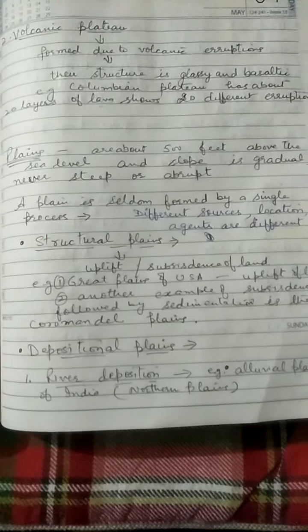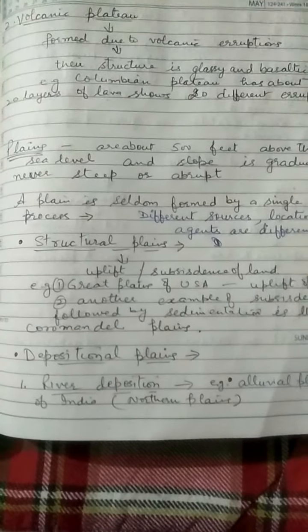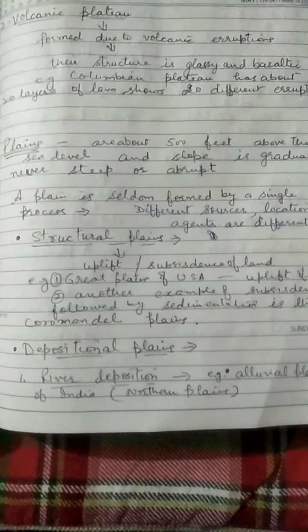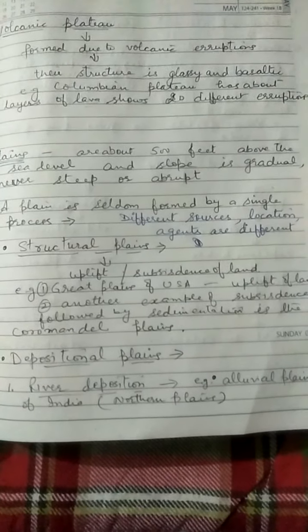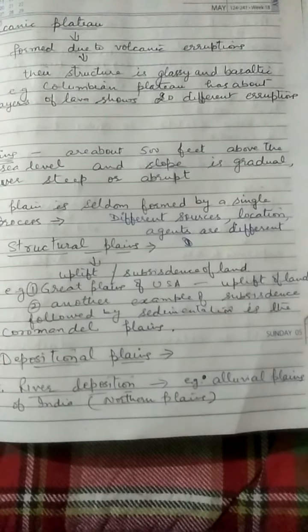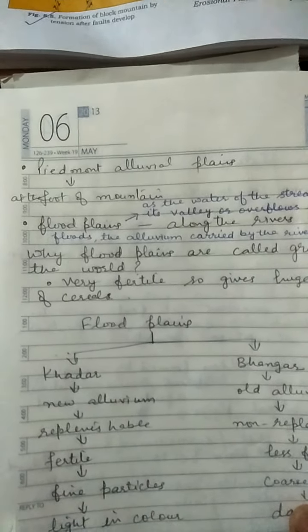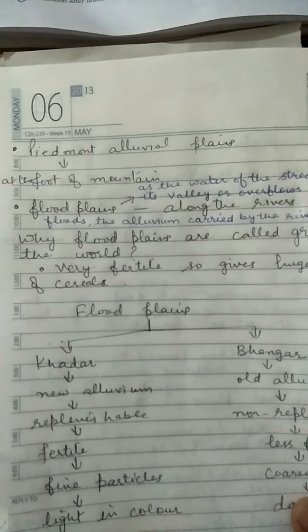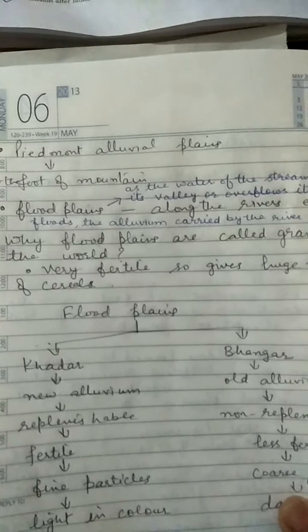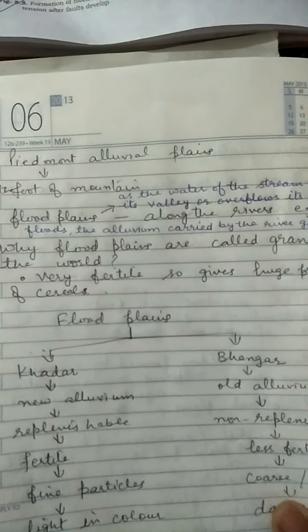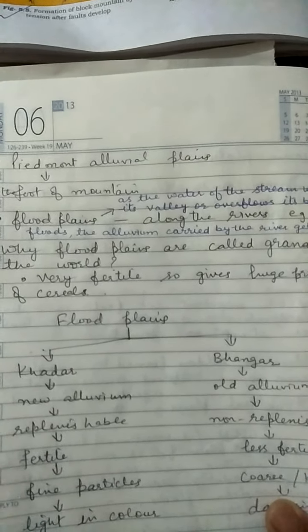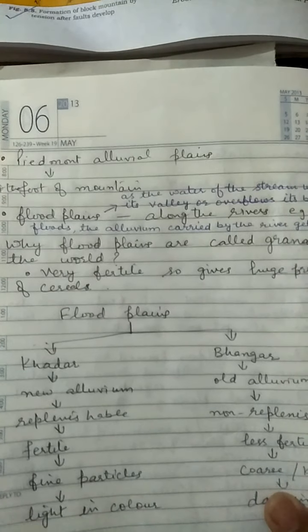Second is depositional plains. These are formed by the deposits brought down by the rivers. Rivers bring a lot of sediment and deposit it in the lowland areas. Example, northern plains of India. Piedmont alluvial plains. Pied means foot, mont means mountain. The plains which are found at the foot of the mountain. These plains are also formed by the sediment brought down by the rivers from the mountains.